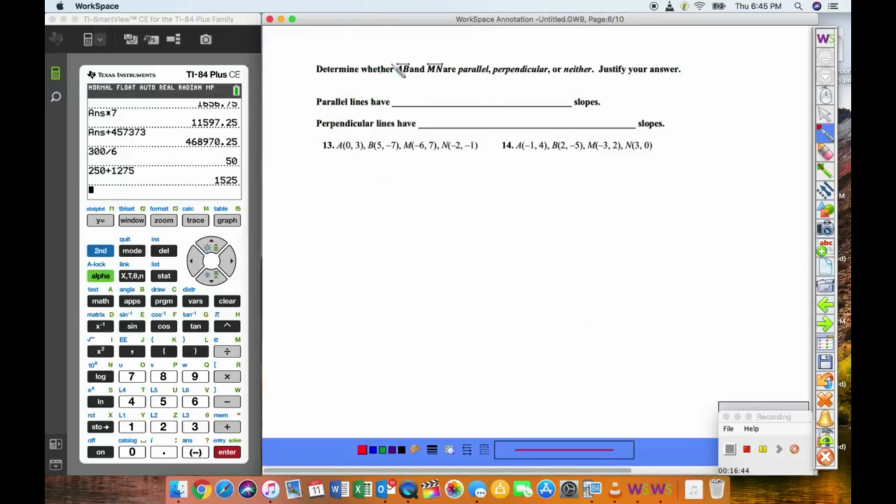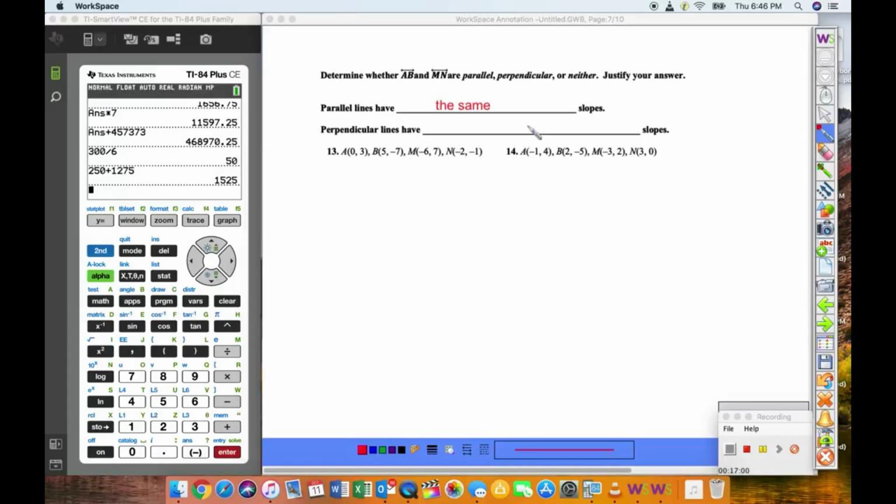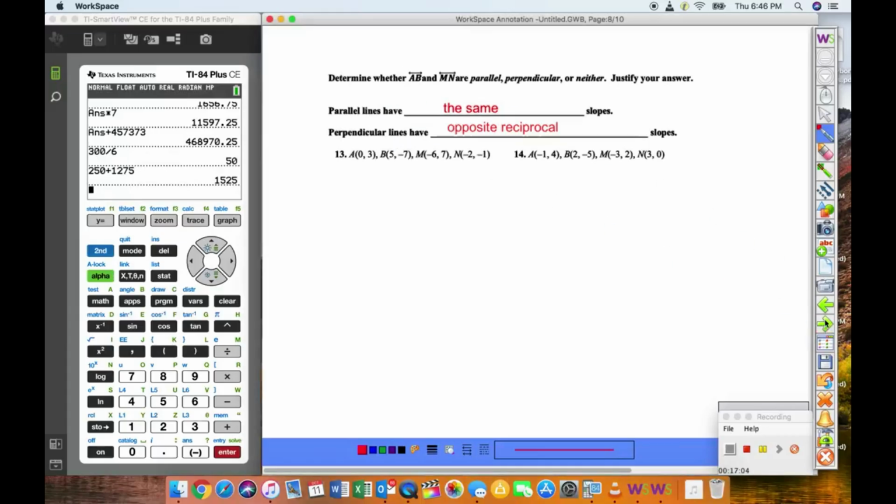All right, and then determine whether line AB and line MN are parallel, perpendicular, or neither. Justify your answer. They give me all these ordered pairs, and they want to know about line AB and line MN. First, let's talk about what parallel lines are. You should remember that parallel lines have the same slope, and perpendicular lines have opposite reciprocal slopes. Please spell reciprocal right. If you need to pause the video to write that down, you can.